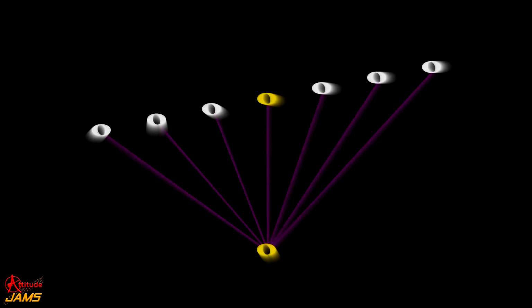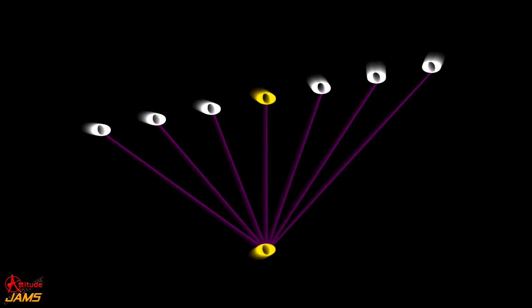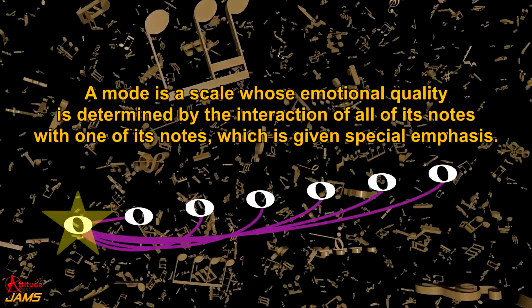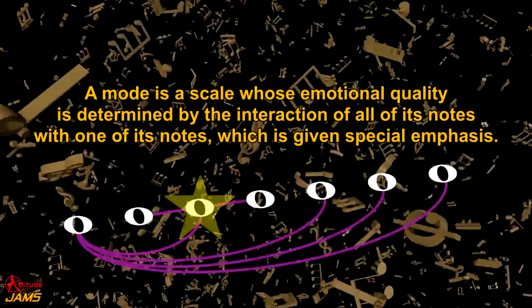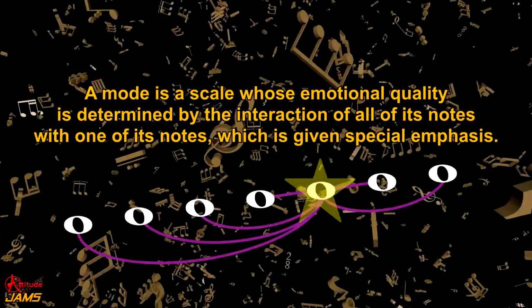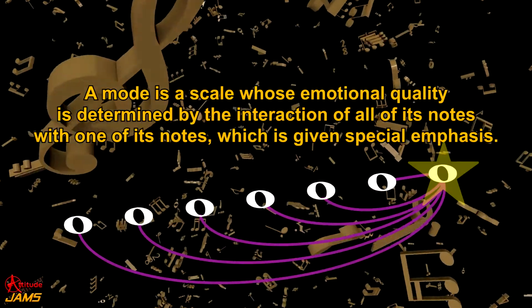So considering that modes are all about emphasis on a particular note, I'll offer this definition of a mode. A mode is a scale whose emotional quality is determined by the interaction of all of its notes with one of its notes which is given special emphasis.